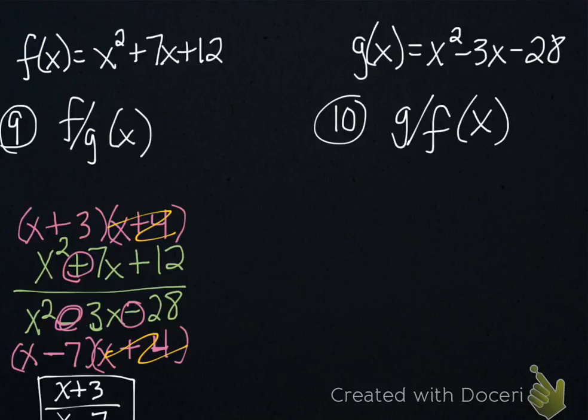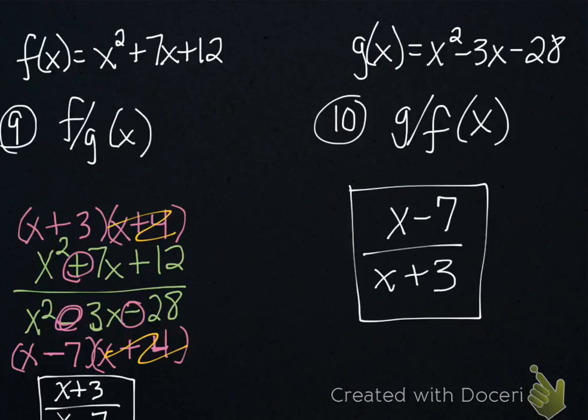Now let's look at number 10. Well, this one's also division. What are we dividing? Well, they put g on top and f on the bottom. So we could cheat a little bit and take our answer from number 9 and flip it. It's going to be x minus 7 divided by x plus 3. If you don't believe me, flip this entire fraction, factor it, cancel, and write what's left.